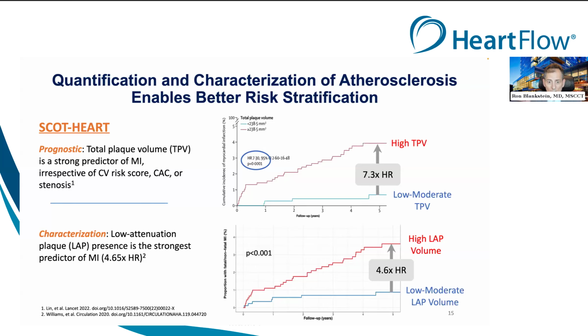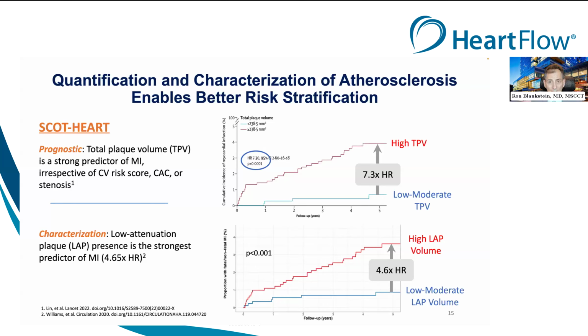And what we can see on the top slide here is the prognostic value of total plaque volume, the overall amount of plaque that individuals have. And in this study, patients who have the highest plaque volume have a substantially higher rate of myocardial infarction. And importantly, this is incremental or beyond risk factors, calcium score, or whether patients have stenosis. And that's a very important point to show that plaque analysis not just tells us who's at higher risk, but to show that it's actually incremental to other things we typically measure on CT.